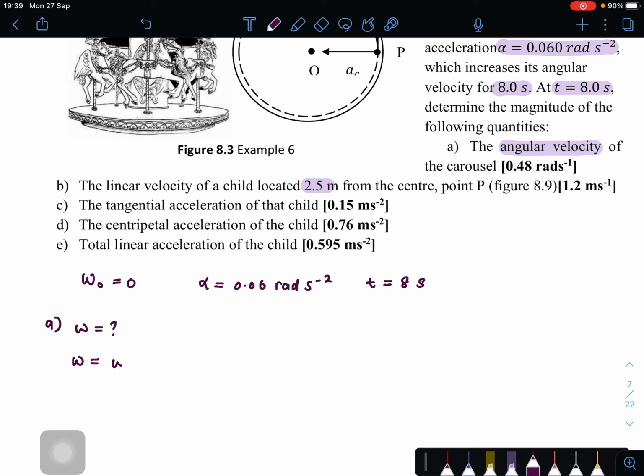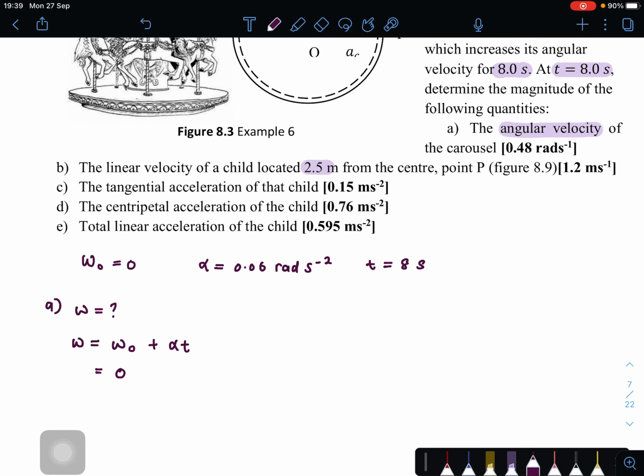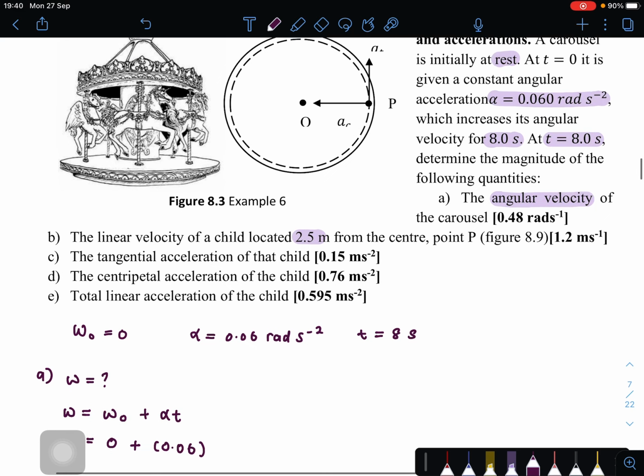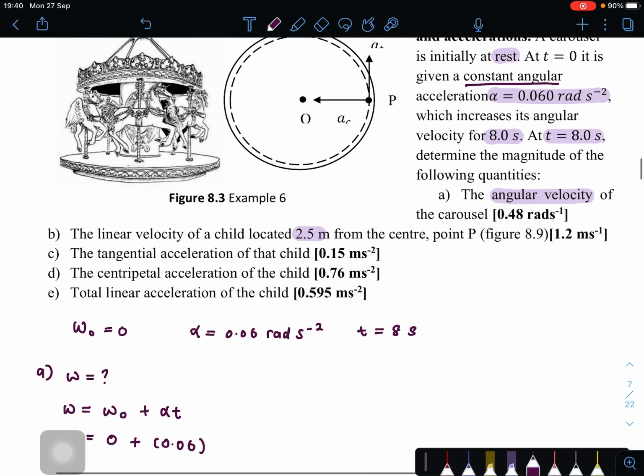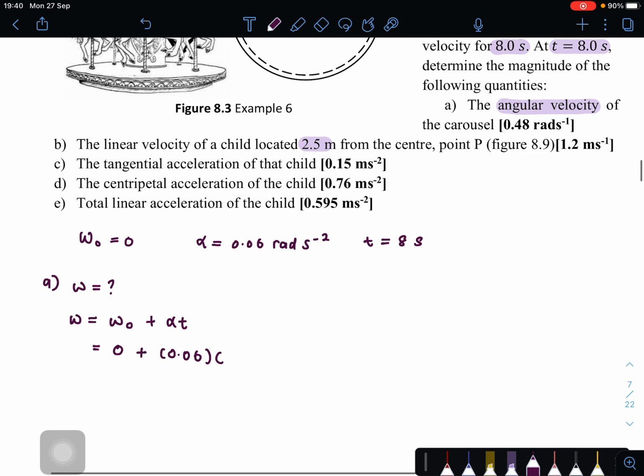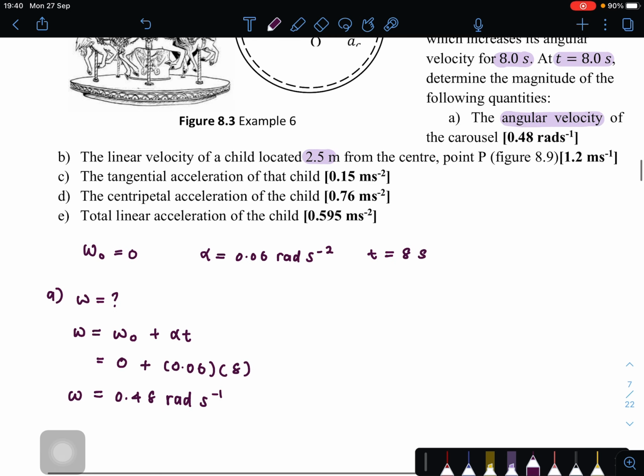So keluarkan formula, omega is equal to omega naught plus alpha t. So initially dia adalah sama dengan kosong, alpha is constant. Okay, kita assume dia adalah constant here. So constant angular acceleration. And then t adalah 8 second. So omega will be equal to 0.48 radian per second. Okay, next one, the linear velocity.